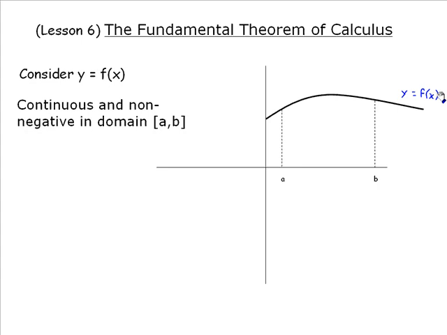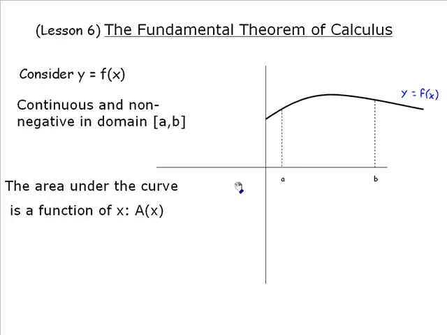Now, by looking at this graph, it may occur to you, or may not, that you could designate the area underneath the curve from a to b as a function in its own right. Let's call it A of x. So area as a function of x makes sense.